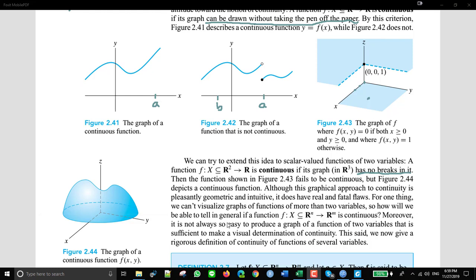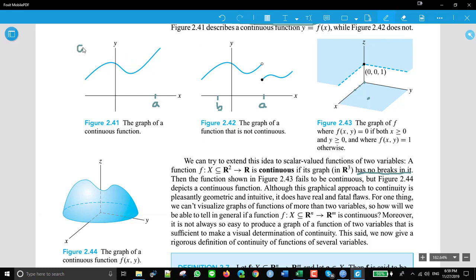And also, it's not always easy to make a graph of a function of two variables, and to see what's going on. So that's another problem. So this idea of it having no breaks in it is a little bit hard to use. We can, however, use the idea of limit to talk about whether a function is continuous or not. So let's call this function g and call this function h.